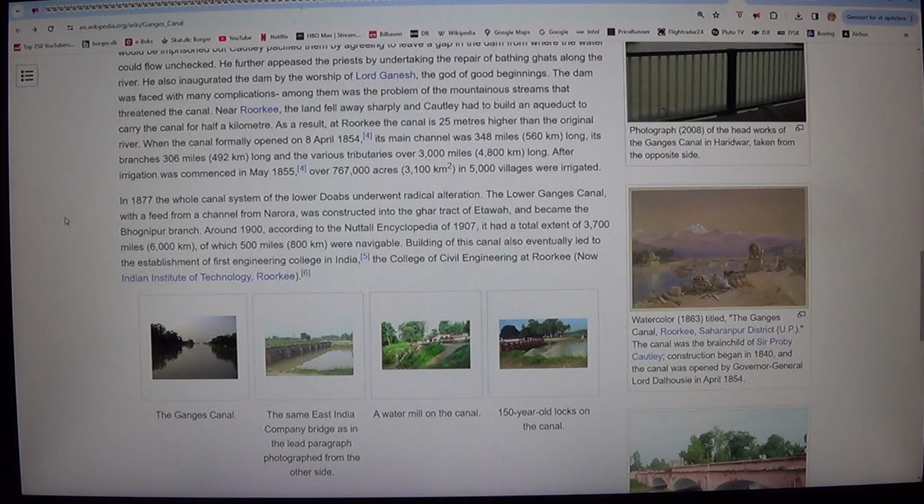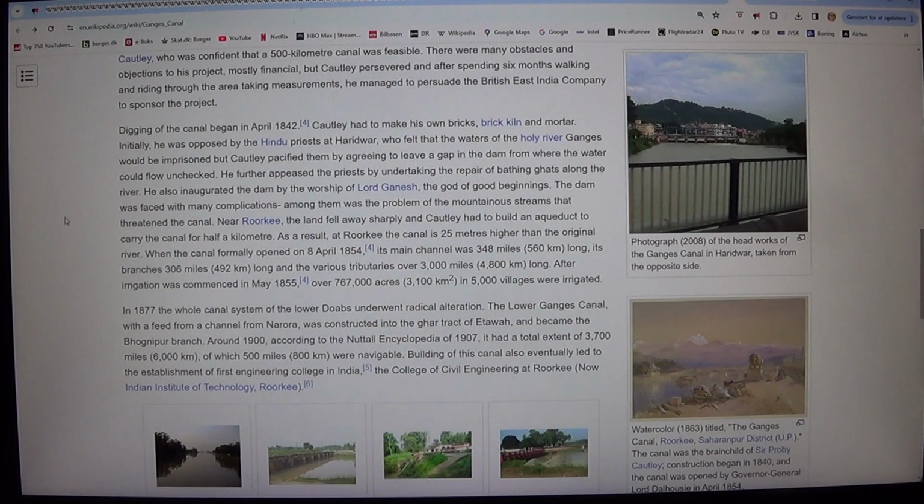Digging of the canal began in April 1842. Cautley had to make his own bricks, brick kiln and mortar. Initially, he was opposed by the Hindu priests at Haridwar, who felt that the waters of the holy river Ganges would be imprisoned, but Cautley pacified them by agreeing to leave a gap in the dam from where the water could flow unchecked. He further appeased the priests by undertaking the repair of bathing ghats along the river. He also inaugurated the dam by the worship of Lord Ganesh, the god of good beginnings.